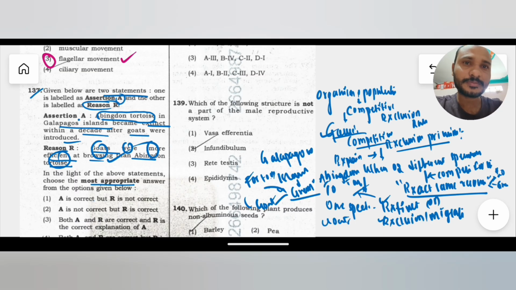Okay, statement A, assertion and reason, both are right. So here the answer: both A and R are correct, and R is the correct explanation for A.